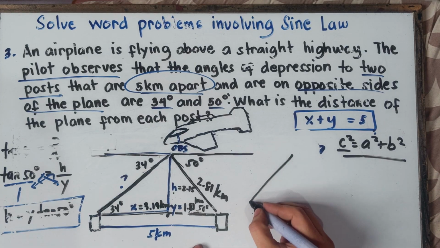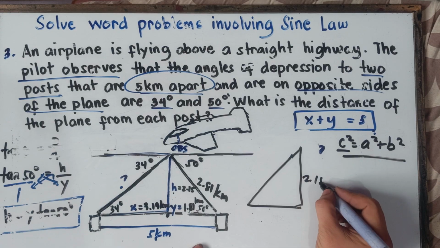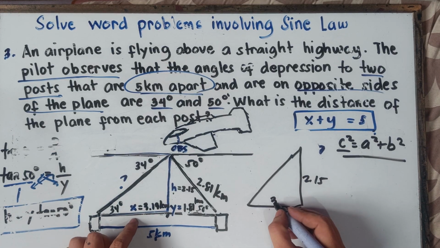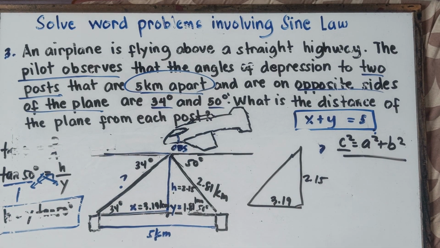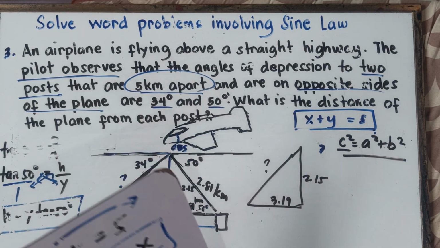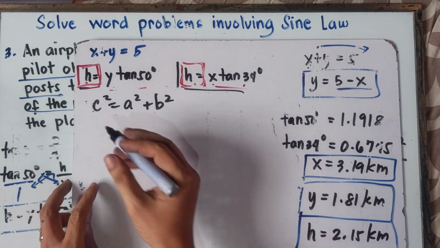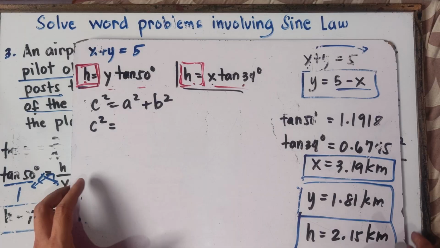Last triangle, and then we're all set. Alright, so this height is 2.15, and this one right here is 3.19. Alright, we're looking for this one. So once again, apply Pythagorean theorem. Almost done, class. Last step. Alright, so c squared equals a squared plus b squared. C squared equals the value of a.